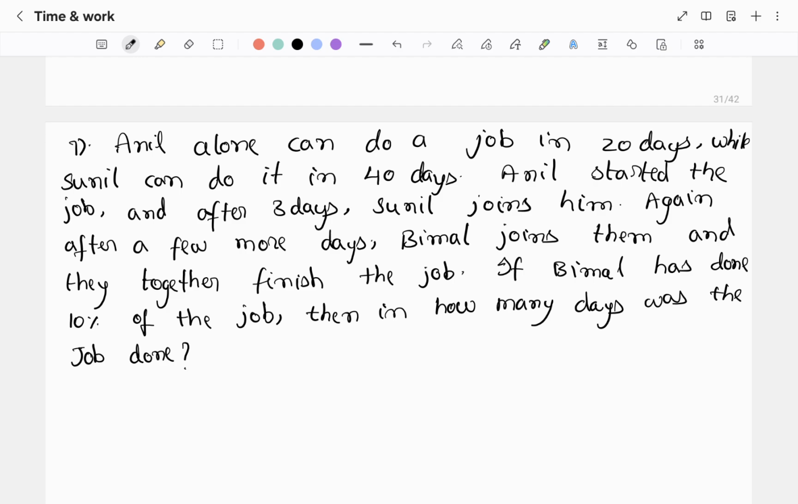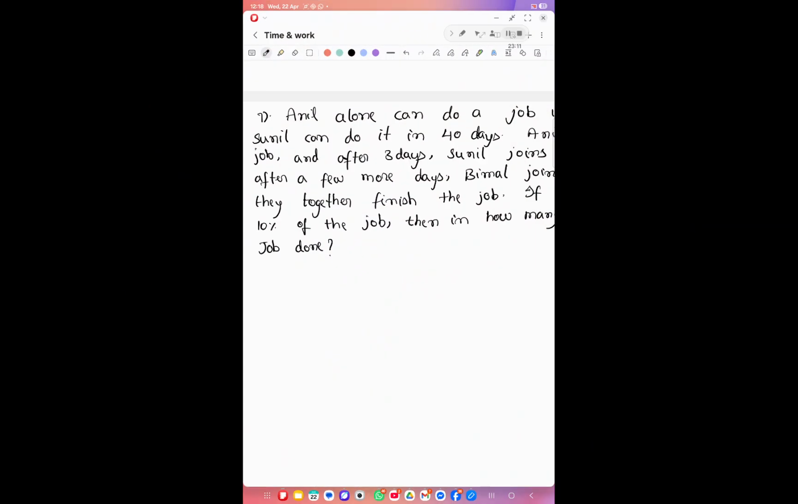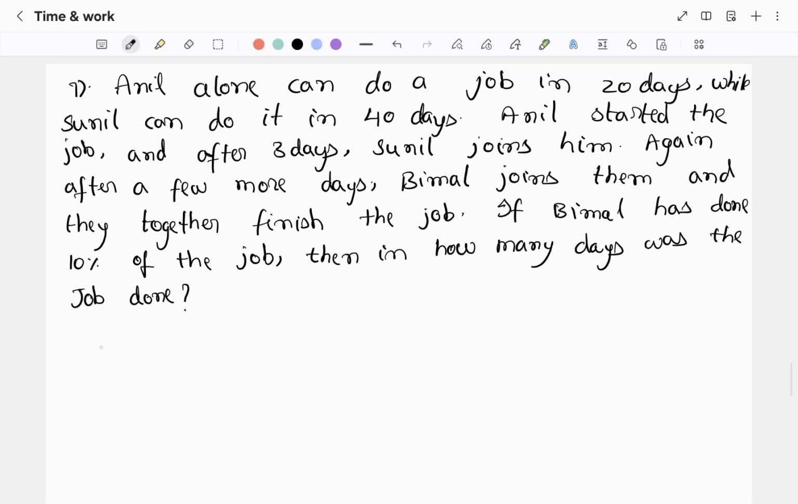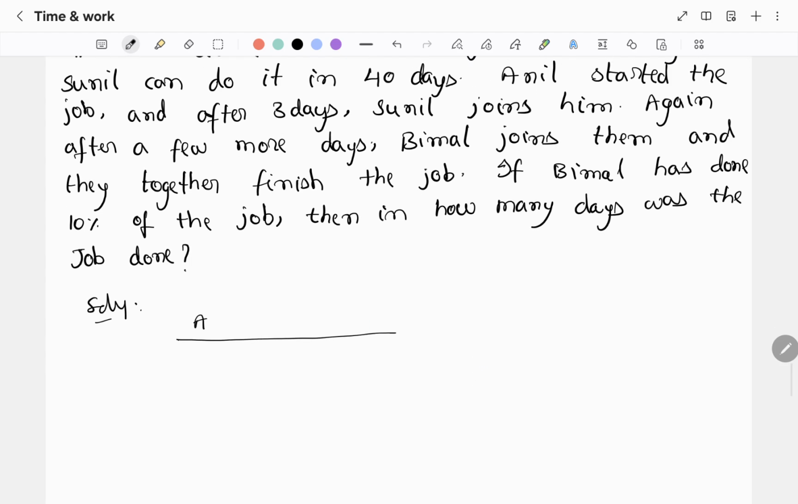See the confusion here. How many people? This person, that person, that person, this person. See, to solve this question, just use this method. I am taking A as Anil. Put a line. This length is nothing but the work parts.